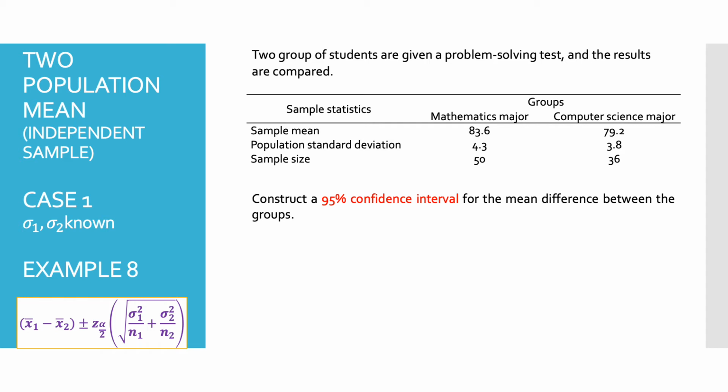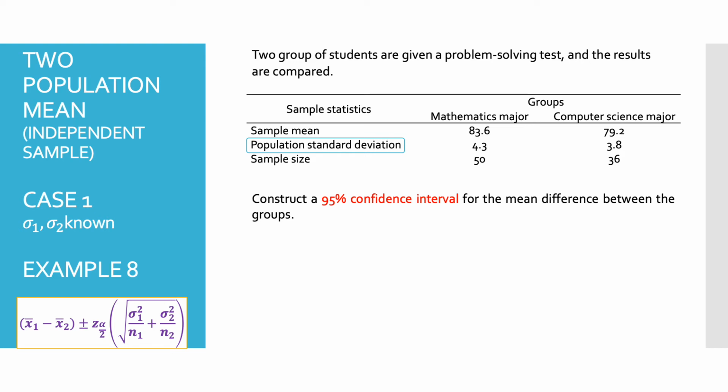Okay, the question asks us to construct a 95% confidence interval for the mean difference between the two groups. The important information here is that you are given the population standard deviation value. So this example refers to case number 1.